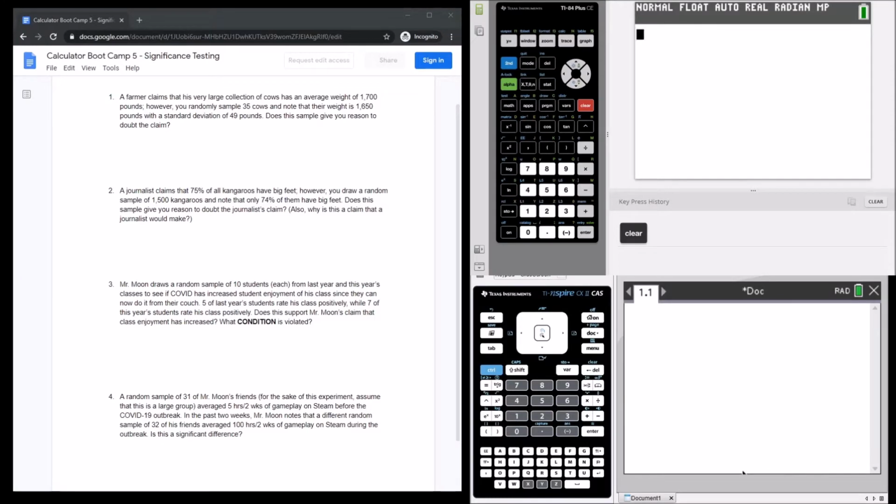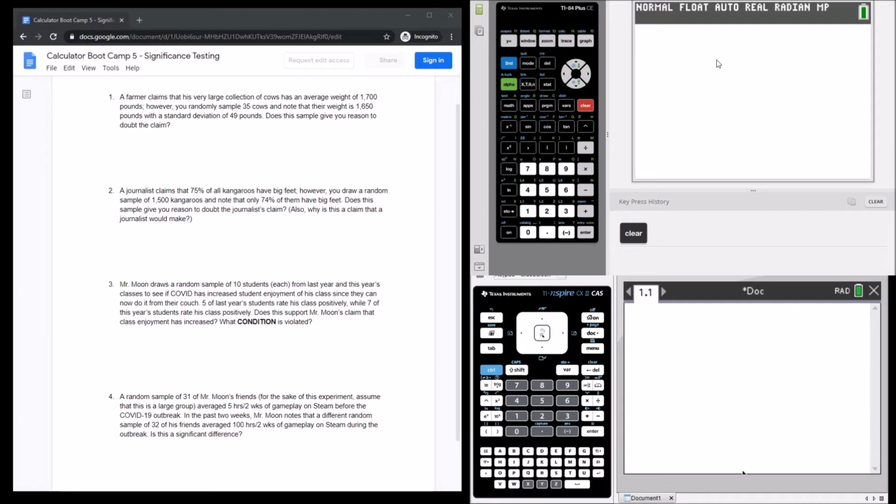Okay, gentlemen, so today we're going to look at the Calculator Bootcamp number 5. This is the last one. This is on significance testing using the calculator. So what we're going to do here is run through 4 problems that are shown on the screen. I'm going to use the 84 Plus first for all 4 of them, and then I'm going to do all 4 of them on the NSPIRE.